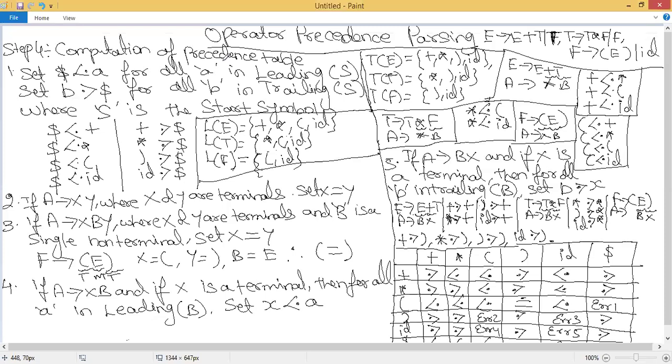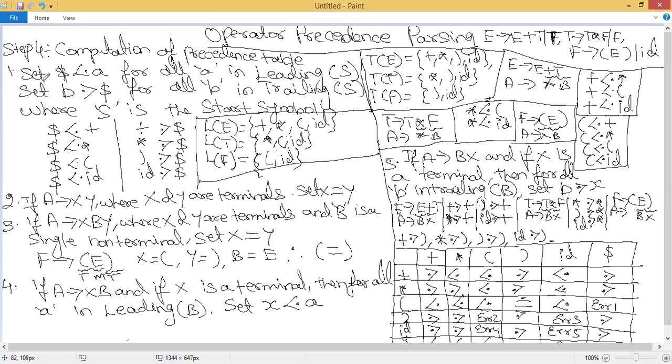Before that, I will again mention the problem of this operator precedence parsing. This is the grammar: E tends to E plus T or T, T tends to T star F or F, F tends to open parenthesis E close parenthesis or ID. We have already computed the leading and trailing for these production rules: this is leading of E, leading of T and leading of F, and this is trailing of E, trailing of T and trailing of F.